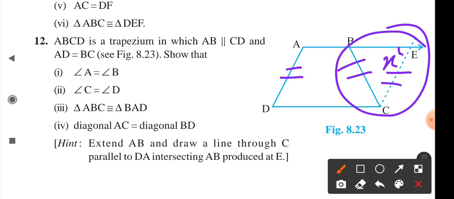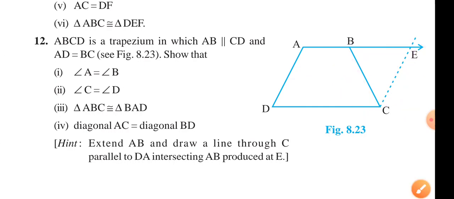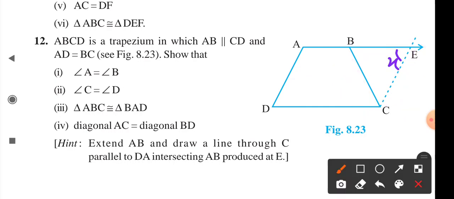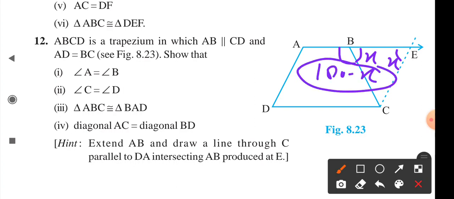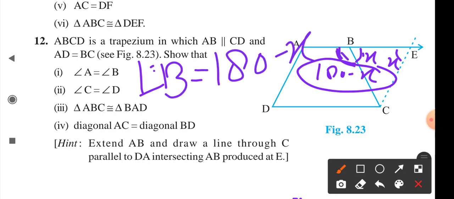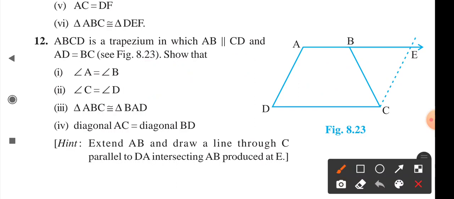Okay, now if you assume this as x, it will also be x. Why? Because it is an isosceles triangle. So if this is x and this is x, you can say that angle B is 180 minus x because it is a linear pair. It is a linear pair, so angle B is equal to 180 minus x.